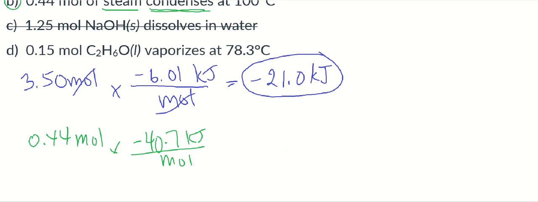0.44 times negative 40.7. We have 2 sig figs here, so our answer has to have 2 significant figures. So negative 18 kilojoules is how much energy is released when 0.44 moles of steam condenses.